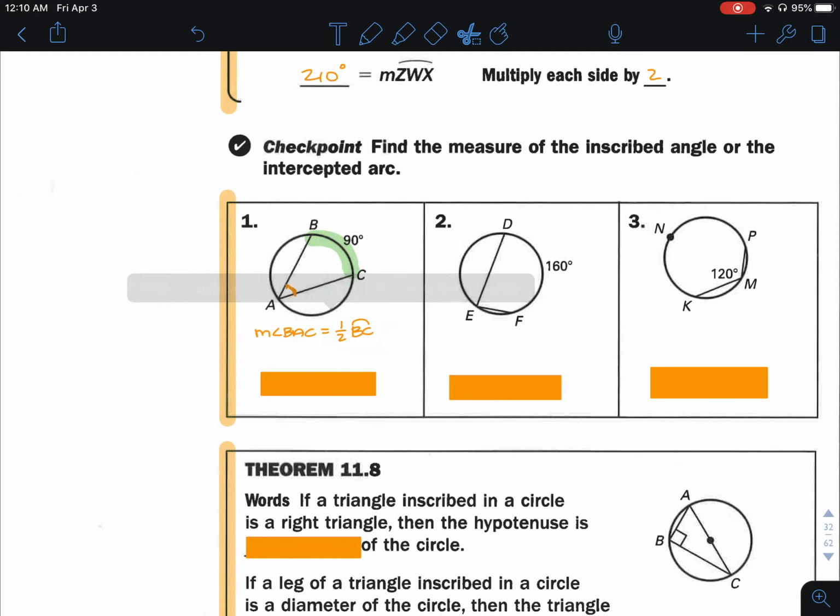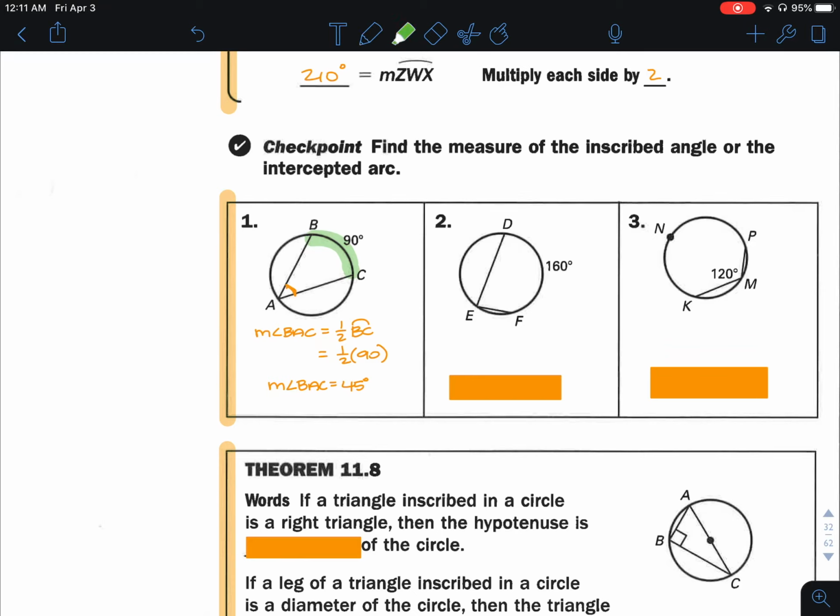Okay, let's plug in what we know so far. I don't know the measure of BAC, but I do know the measure of arc BC in the green. So I have 1/2 times 90. 1/2 times 90 is 45. So the measure of BAC is 45 degrees. My suggestion is pausing the video, try the next 2, and then play it when you're ready.